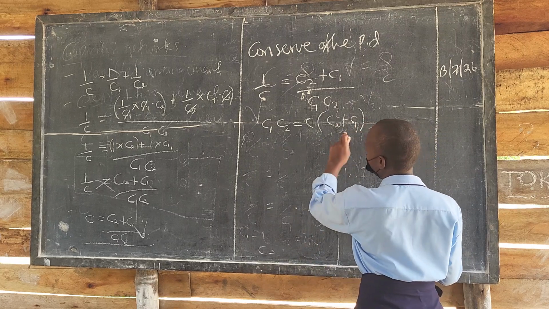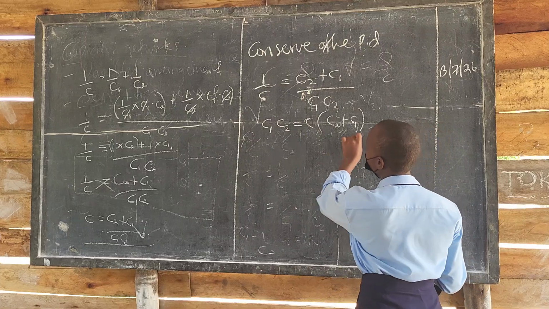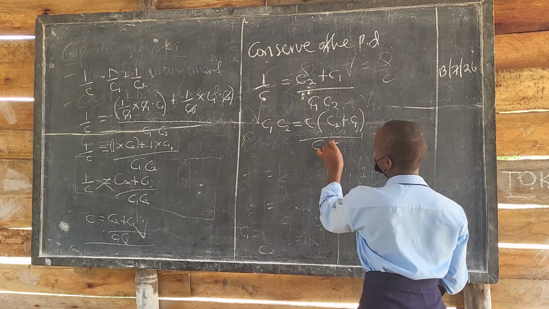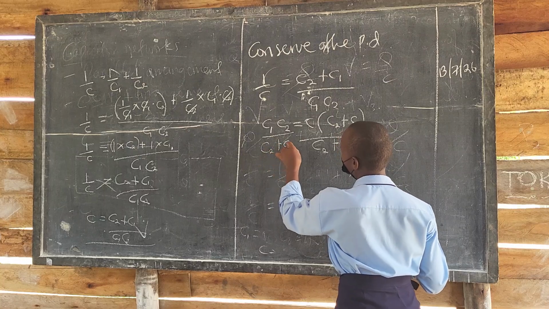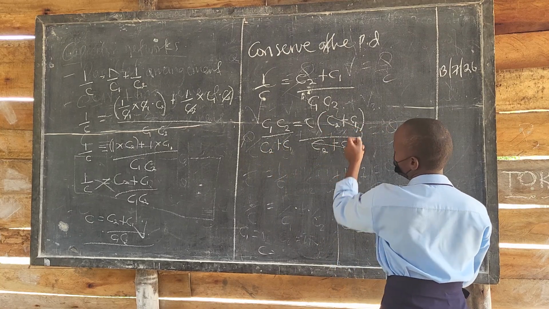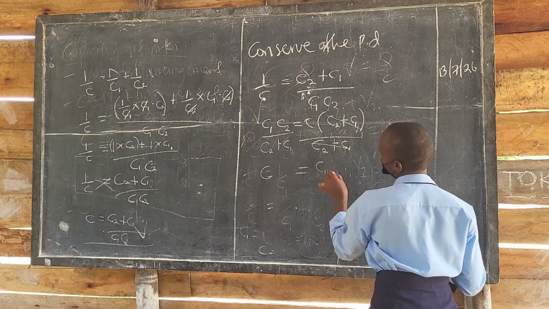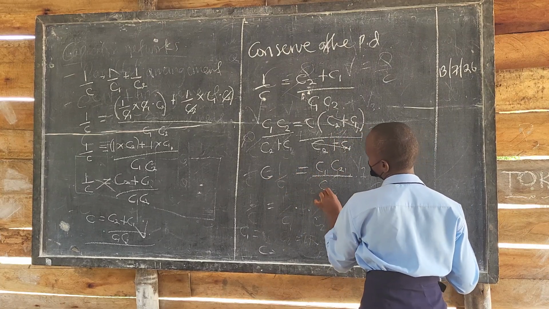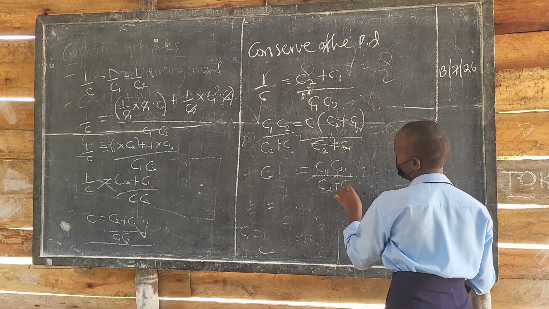We shall divide both sides by C2 plus C1. Here C2 plus C1, this goes with this one. Then we remain with C equaling to C1 C2 out of C2 plus C1.